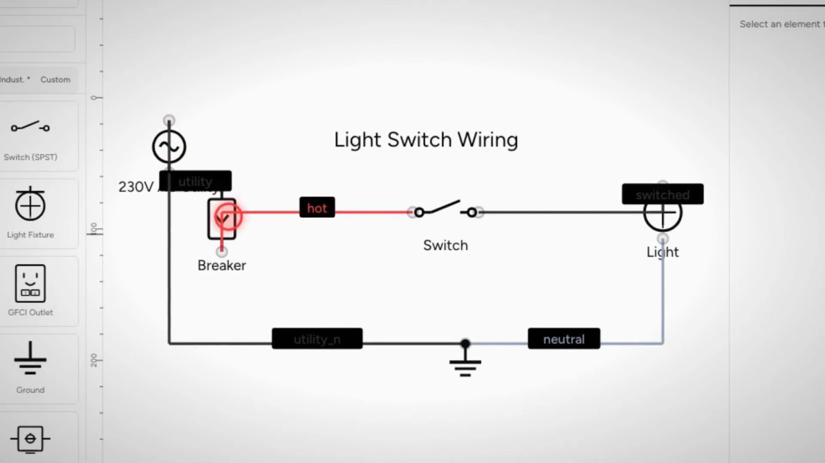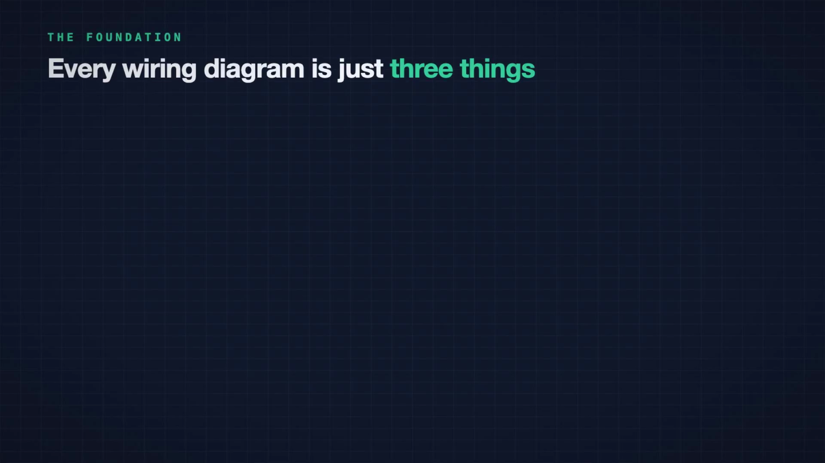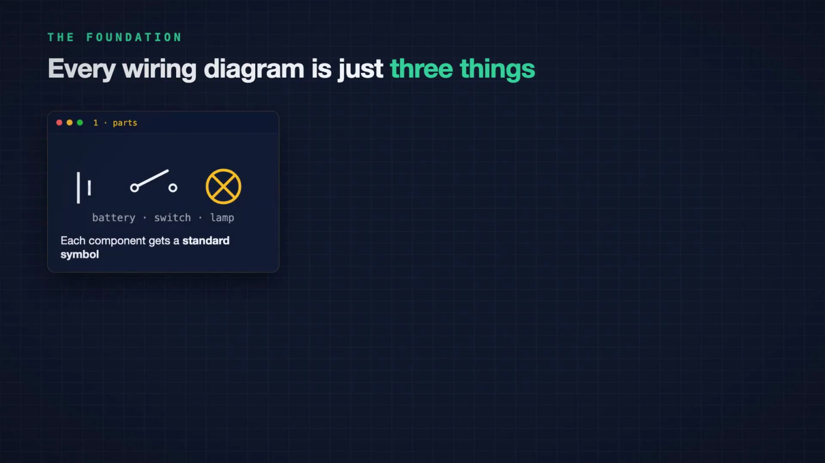Start with those three things. Every diagram, car, house, solar, machine, is nothing but these three repeated. 1. The parts. Every component gets a small standard symbol. A battery, a switch, a lamp, a motor. Each has its own picture. Learn the symbol, and you know the part on sight.